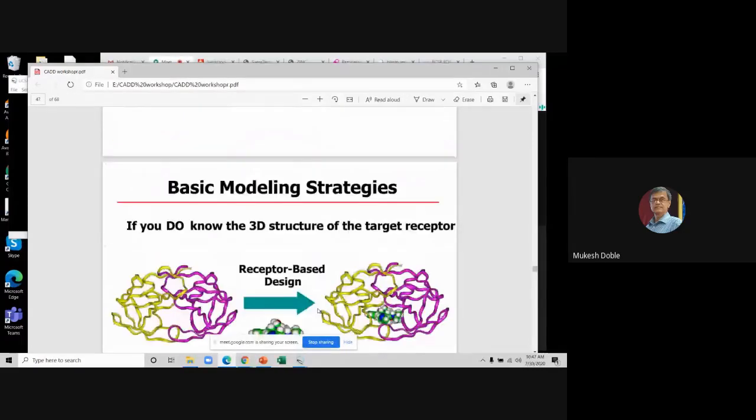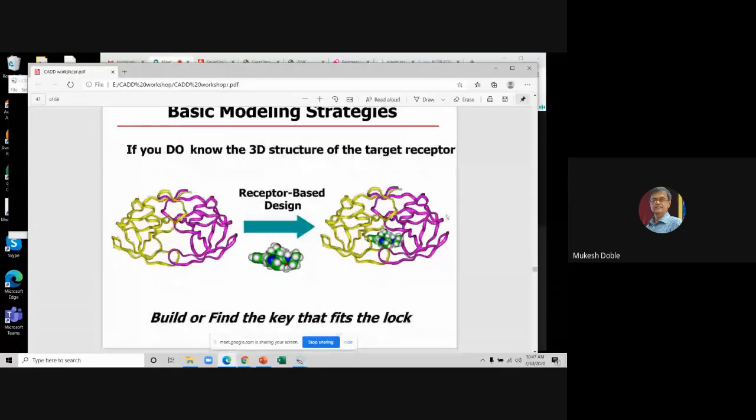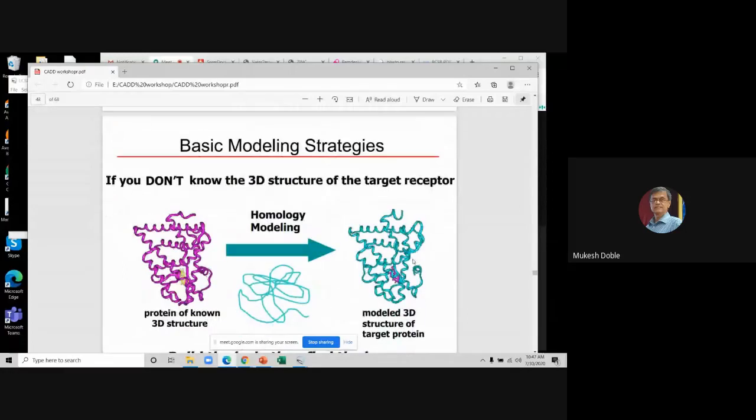So in the first case, it is like just finding the key that fits the lock because the lock is already there. In the second case, because we don't have the protein 3D structure, we make the lock from locks of similar type, and then we start making keys to open the lock.